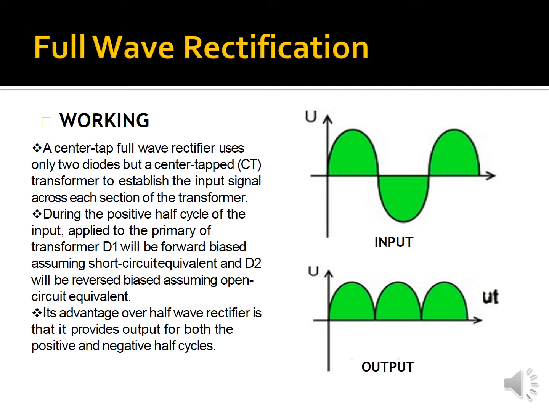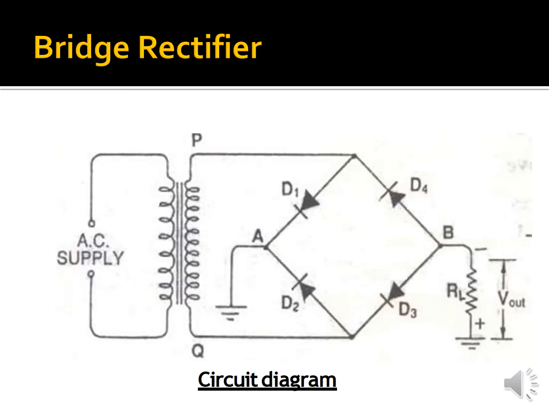As for the working principle of the full-wave rectifier, here we are using the center tap rectifier, which uses only two diodes but has a center tap transformer, so that we can establish the input signal along the cross section of the transformer. During the positive half cycle, diode D1 is in forward bias, so we can assume it is a short circuit, and D2 is reverse biased, so we can assume it is an open circuit. Its advantage over the half-wave rectifier is that it provides output for both the positive and negative half cycles. And in the bridge rectifier, we are using four diodes.